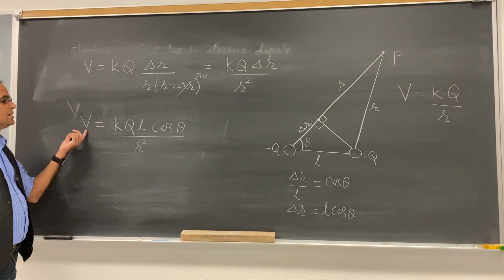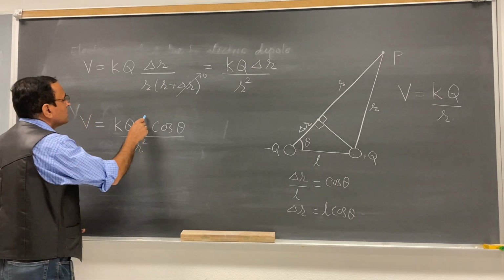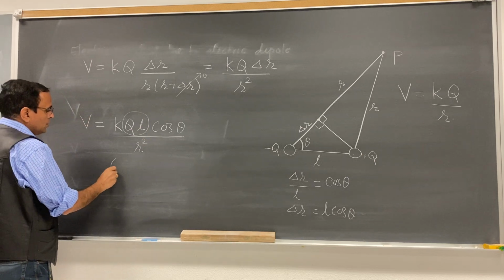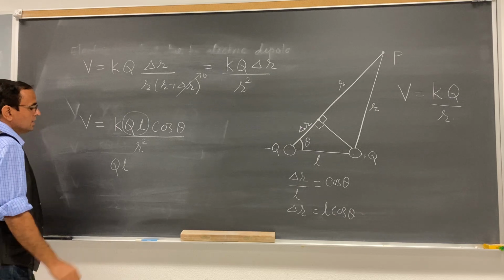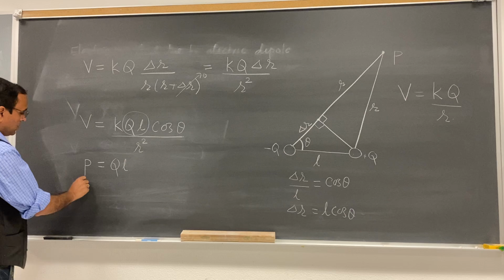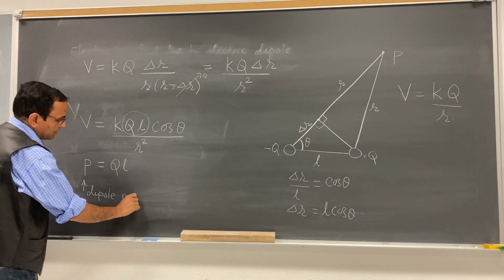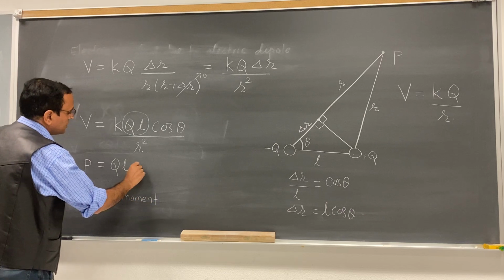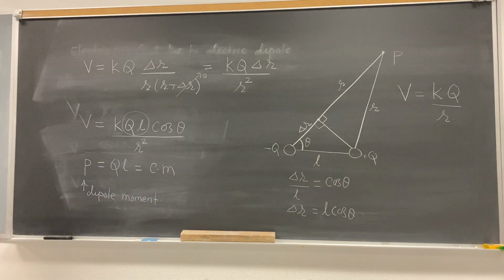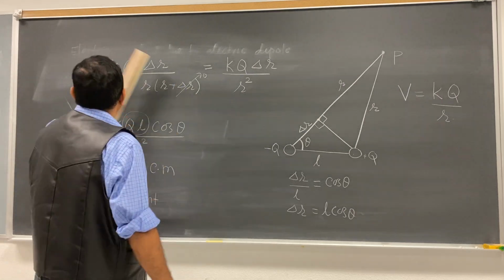So this is the potential due to an electric dipole. But this term Q times L is called the dipole moment, which is Q in coulomb, length in meter, so coulomb meter. So this formula, if you want, you can write down.